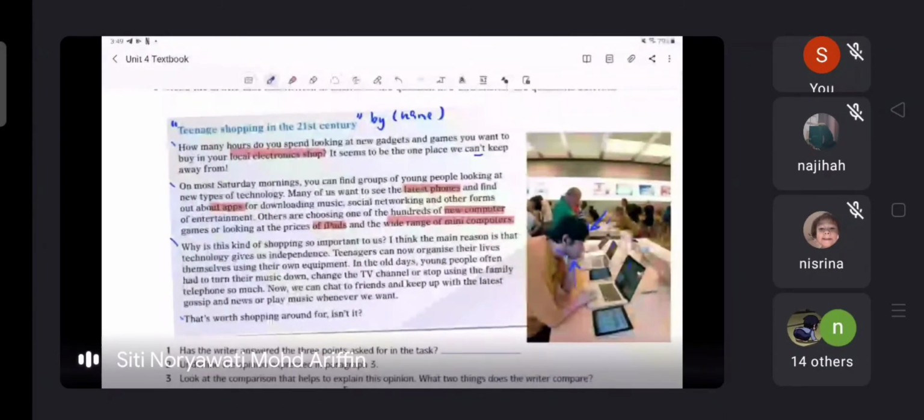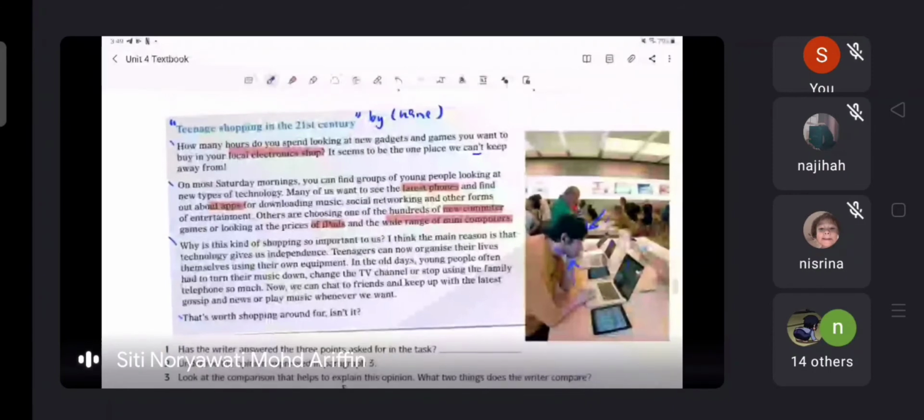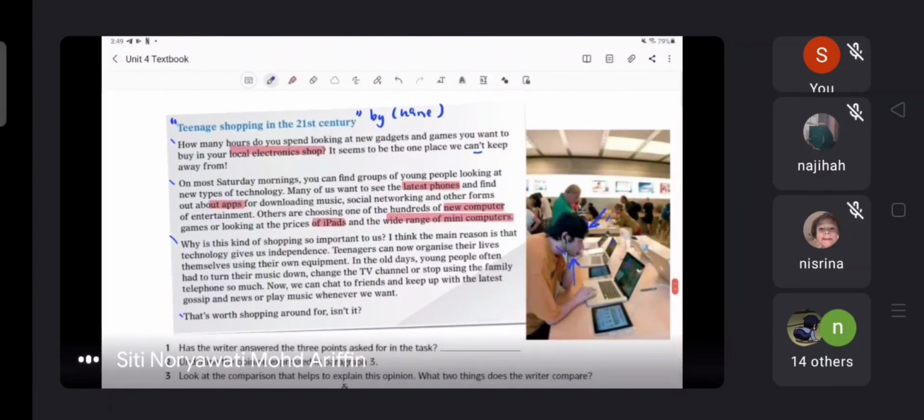And at that time, handphones were also expensive. There was no handphone at 200-300 ringgit. The cheapest was a few thousand, and even then it did not have the same specs as now. And then change the TV channel or stop using the family telephone so much. See? Teenagers did not have their own handphones, so instead they used the family telephone. Everyone used the landline. They had no handphone numbers, only the house number. Now they compare. Now we can chat to friends and keep up with the latest gossip and news or play music whenever we want. Okay, because we have the freedom.